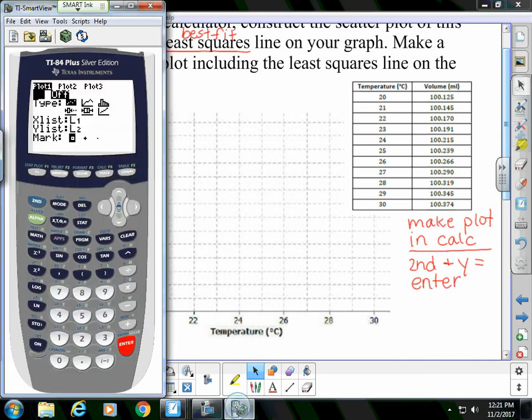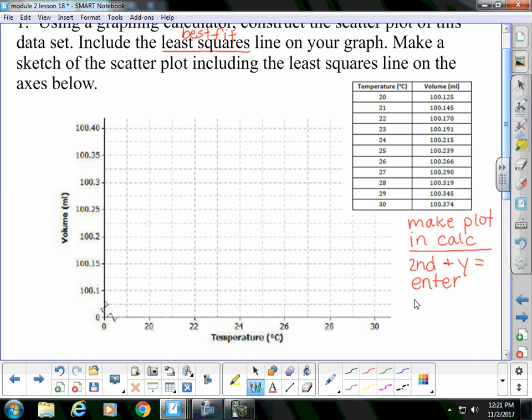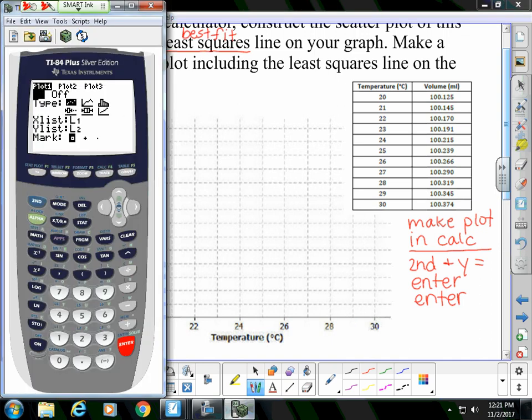And then notice how the cursor is blinking on the word On. I want to hit enter again so that it'll switch from Off to On. So I'm going to hit enter again, and that's going to turn the plot on. Okay, and we don't need to change anything else. For type, it already is set up for a scatter plot. For X and for Y, it's already set up to use list 1 and list 2. Okay, so now I'm going to quit. So I'm going to hit second and mode to get out of this screen.